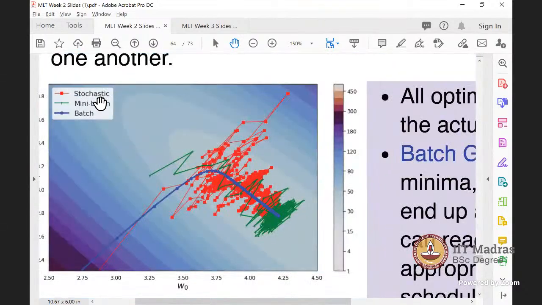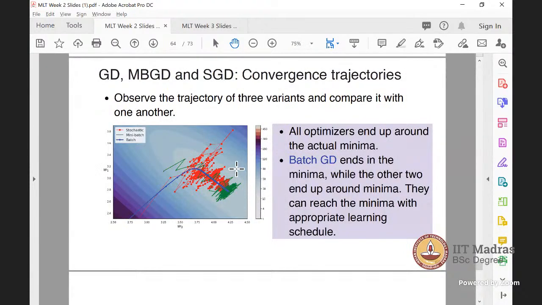On the other hand, with stochastic gradient descent, you can see that it is making even more fluctuations before it reaches the optimal solution. It is expected because individual data points or individual samples might force it to move in a direction which is not pointing towards the optimal solution.